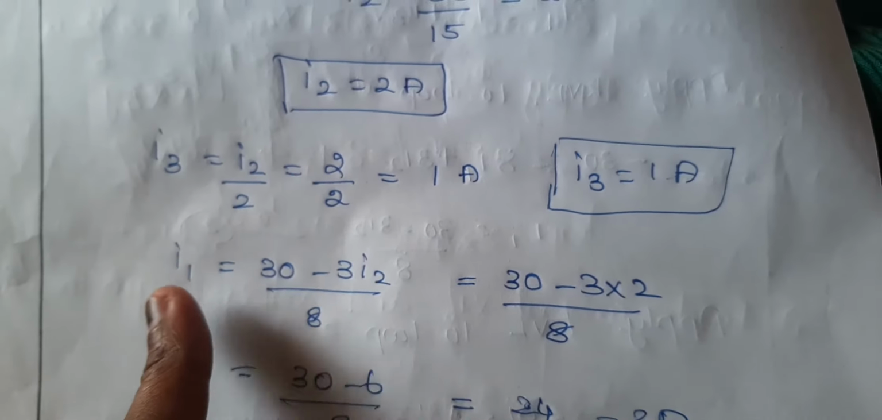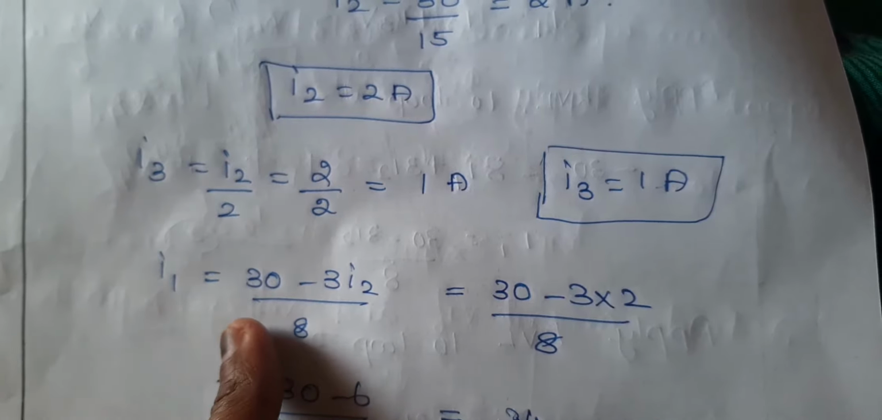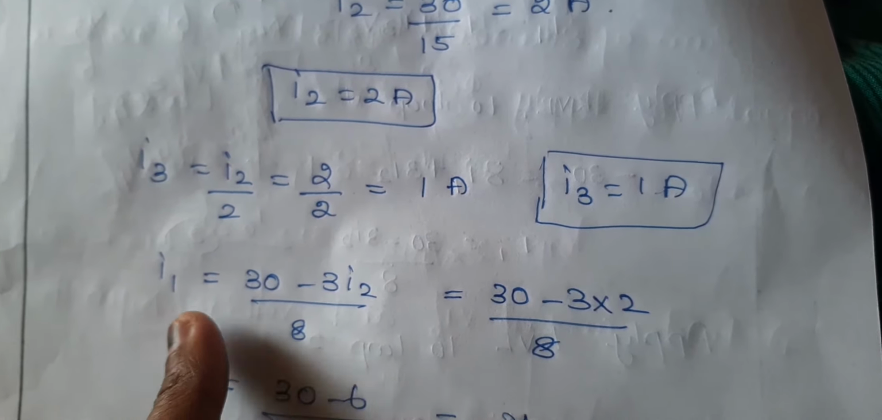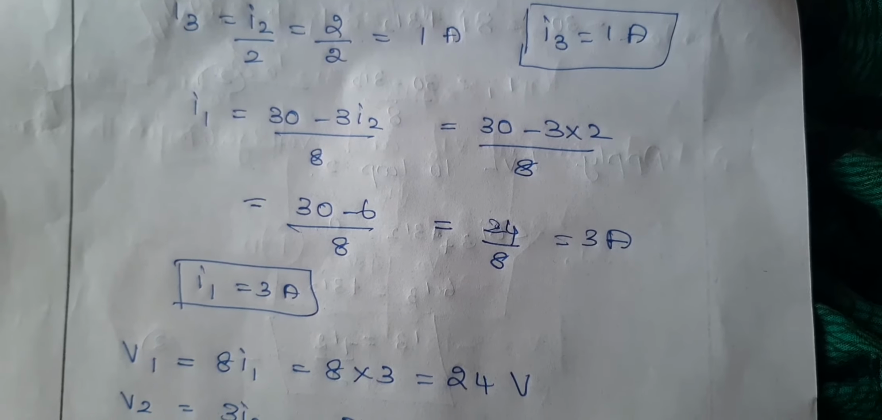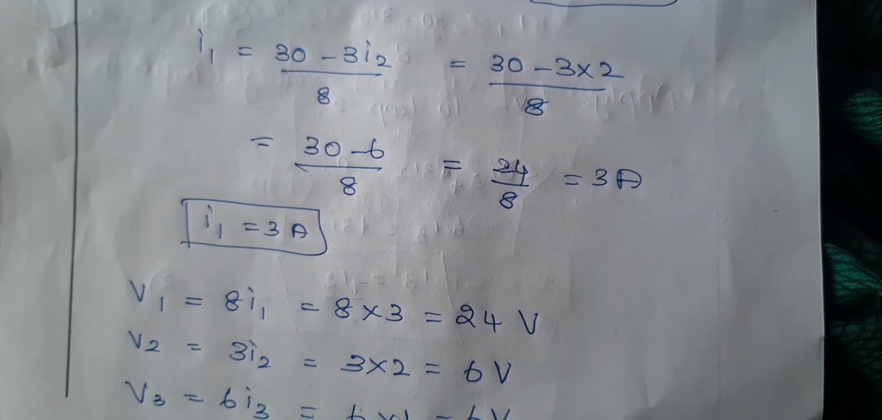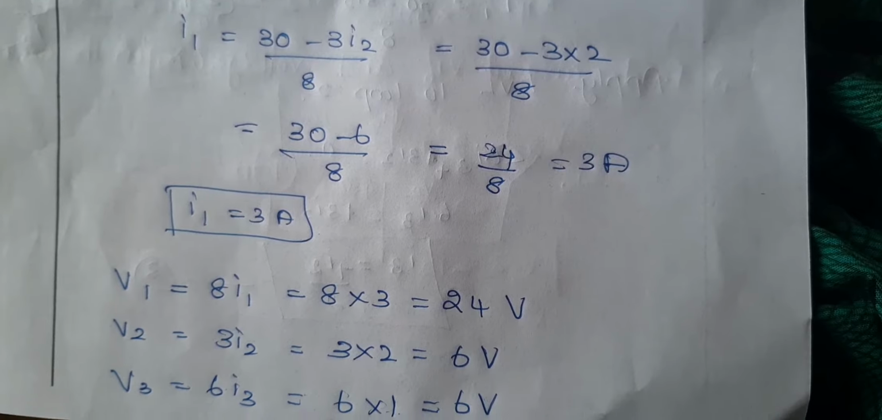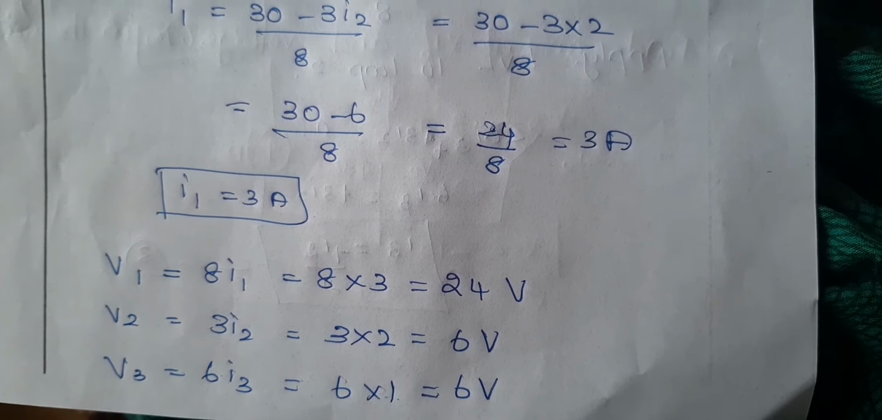Okay, this is from Kirchhoff's current law. Apply it at the node, and substitute I2, I3 in it. After substituting, you get the I1, I2, I3 values, and substitute I1, I2, I3 in V1, V2, V3, and you got the answer.